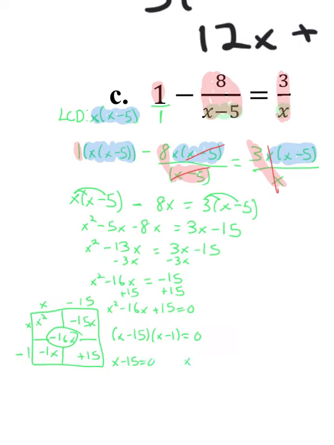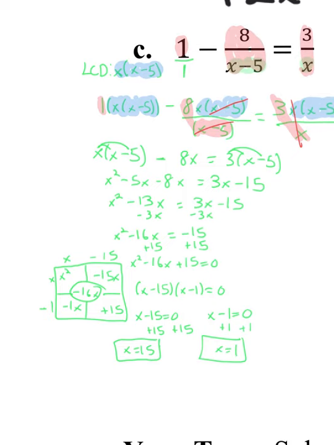So I can have x minus 15 equals 0 and x minus 1 equals 0, and I get x equals 15 and x equals 1. What that means is, if I plug in 1 for this equation, or if I plug in 15 for this equation, I should still get a correct answer either way. That's the idea with these problems here.